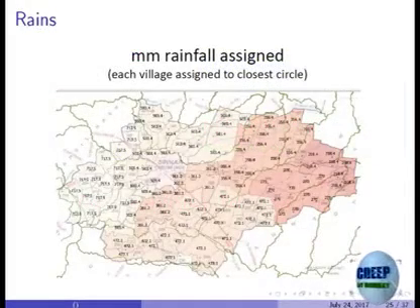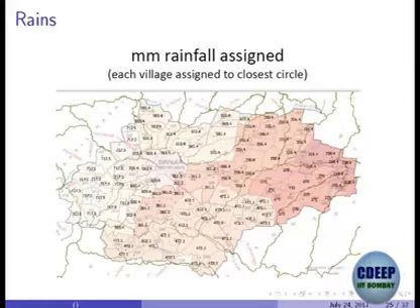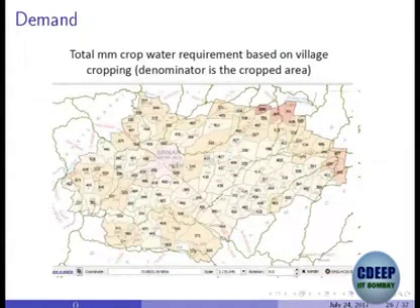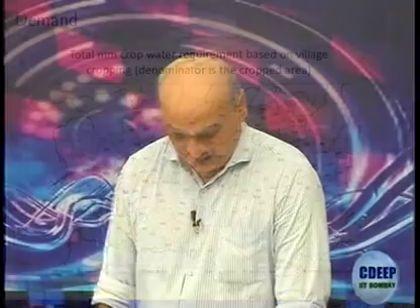So then we computed the rainfall. Rainfall was taken from the nearest station, and then total crop water requirement divided by the cropped area was computed. And then we computed the millimeter of surplus and deficit. So that tells us where the water is really coming from, which villages are contributing water and which villages are net consumers of water, and exactly where it comes from.